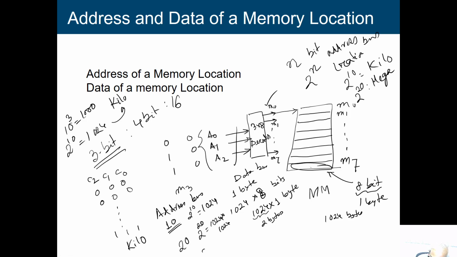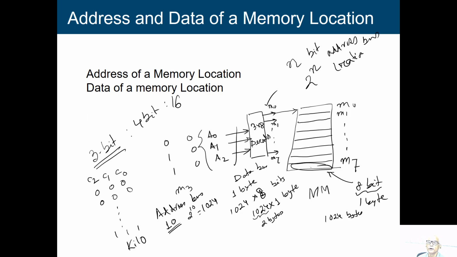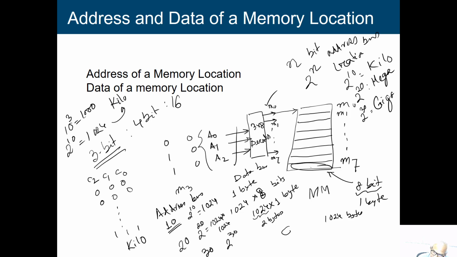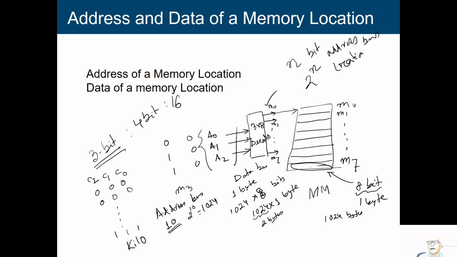Similarly, if I am going to have an address bus of 30, then it will be 2 to the power 30 memory locations. So, in this particular case, 2 to the power 30 will be treated as my giga. Nowadays you say that your laptop is having a memory of, say, 16 gigabyte. So, what does it mean? That means it is having 16 giga memory locations.